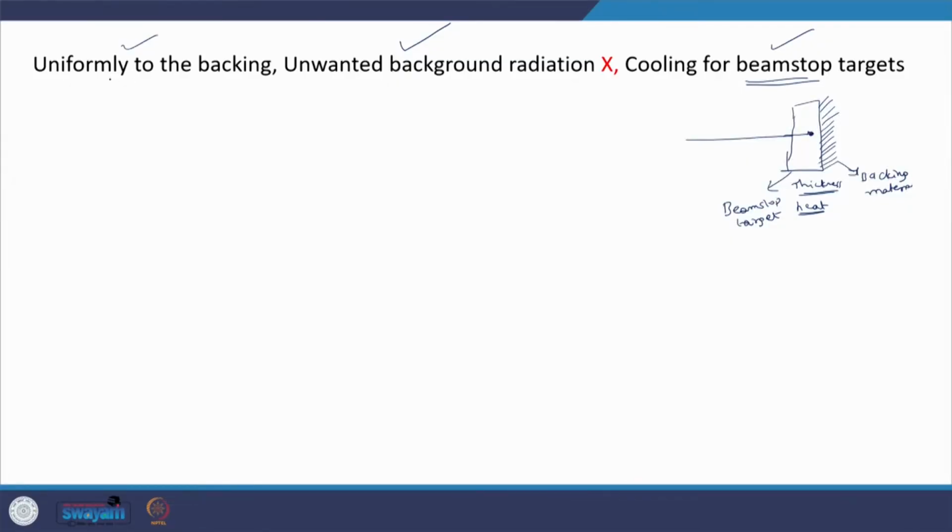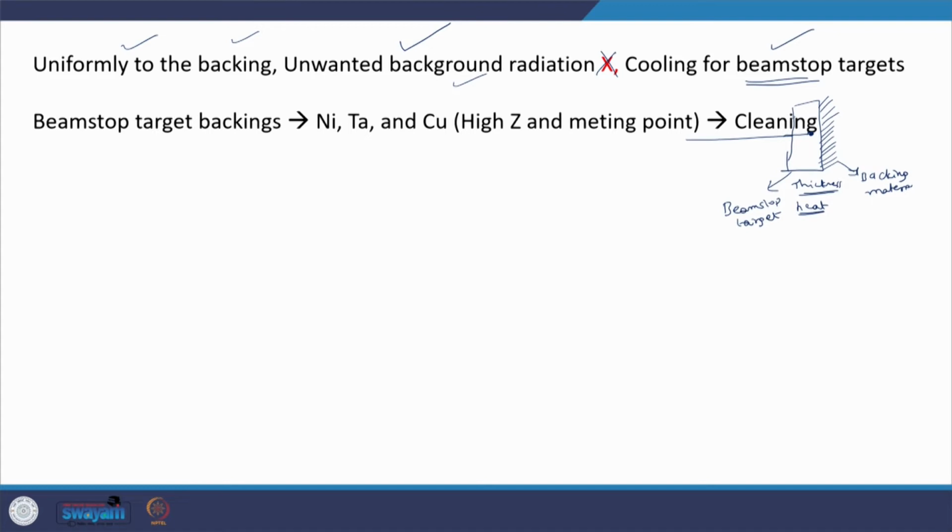So, these three are the important considerations for the backing materials. It has to adhere uniformly to the target material and it should not participate in the nuclear reactions. So, unwanted background radiation is not preferable, okay, and a cooling facility should be there when the target material is of beam stop kind, fine. Now, the next question is what kind of backing materials are preferred in general and why they are preferred?